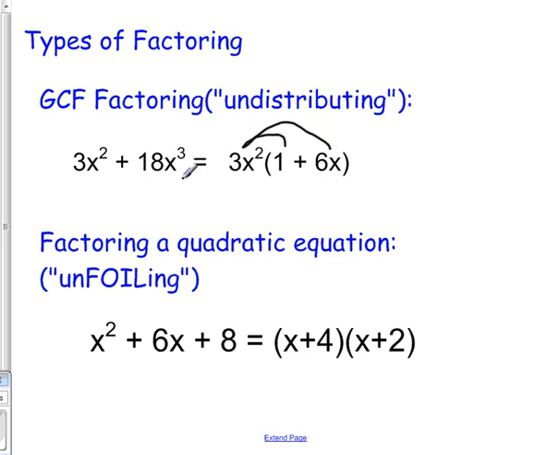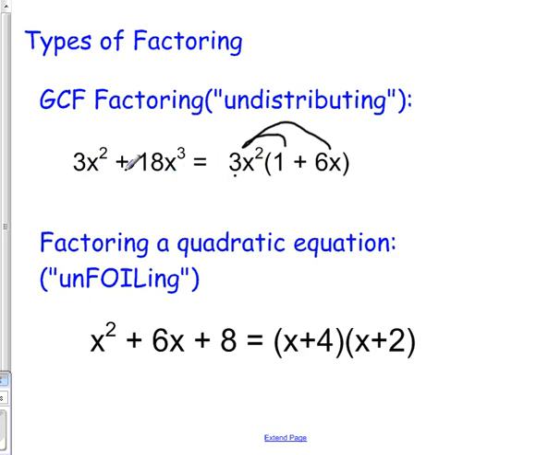So the idea behind GCF factoring is you want to find what is in common with both of these. Well, I noticed 3 and 18 are divisible by 3, so that's why I took out the 3. And then they both have x's in them. More specifically, they have x squared here and x to the third here. So the greatest common factor there would be x squared. So that's why the x squared came out.